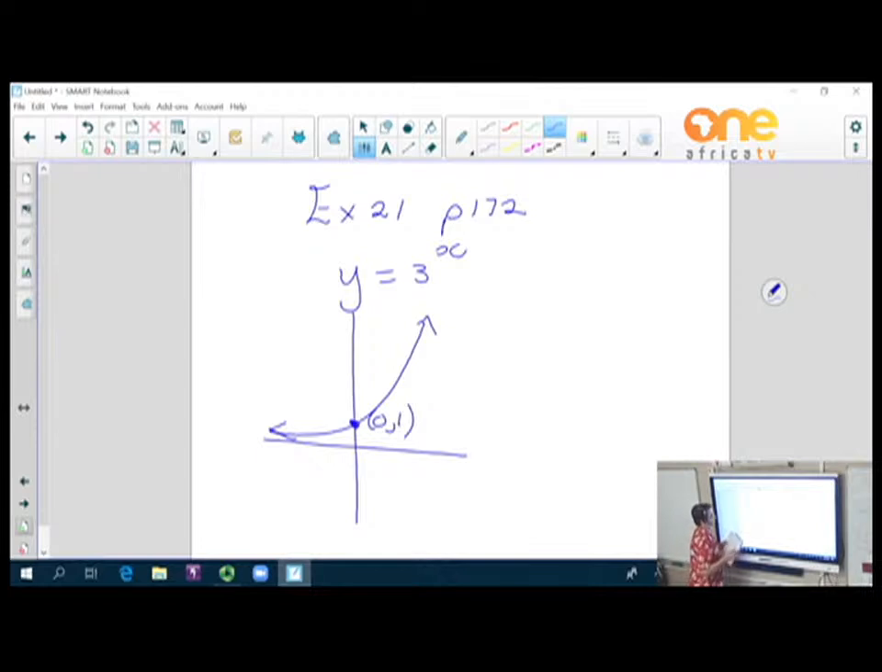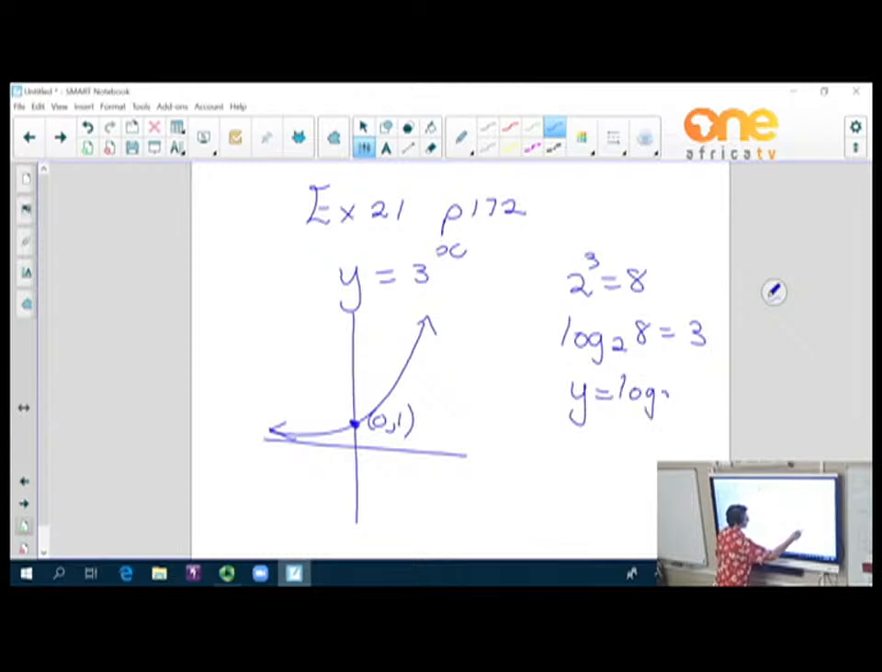Okay, now we need to change this one to a log graph. So remember again, 2 to the power of 3 is 8, and log base 2 of 8 is 3. So what will this one be as a log graph? y is equal to log base 3 of x. Can you see? So when I draw this graph now, you can do it with your table.